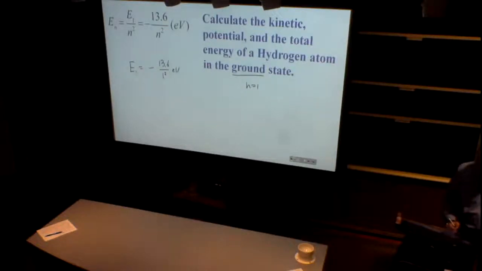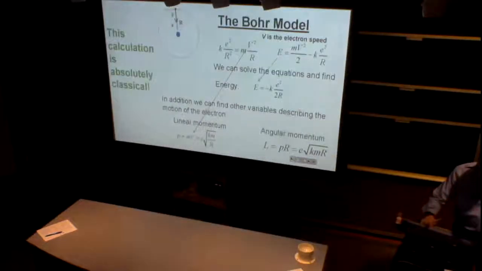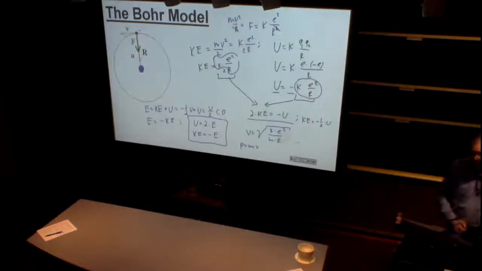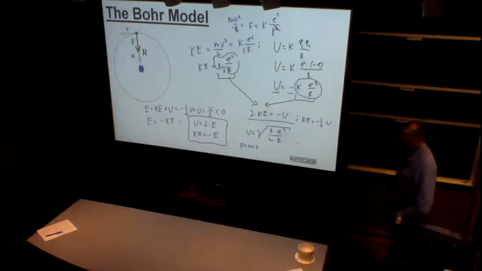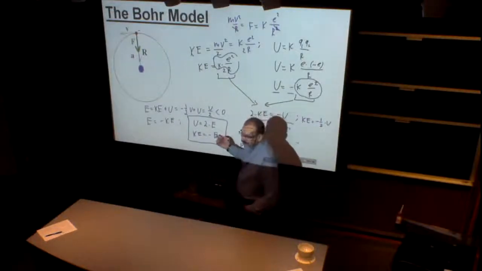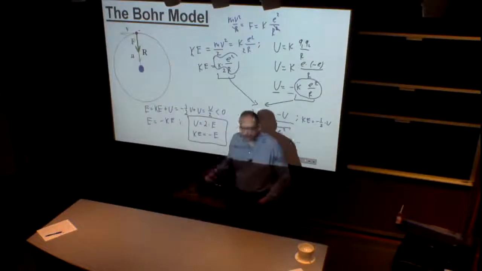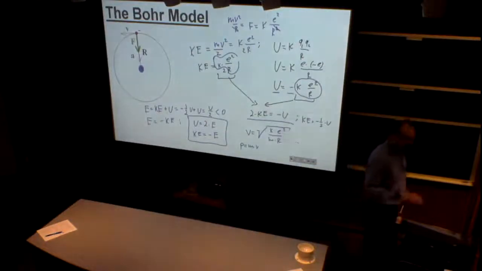Now, what about kinetic energy and potential energy? Of course, we can go back to all that mathematics we just had done before. Where is it? Here. But we can just remember that. To get kinetic energy, multiply by negative 1. To get potential energy, multiply by 2. That's it.